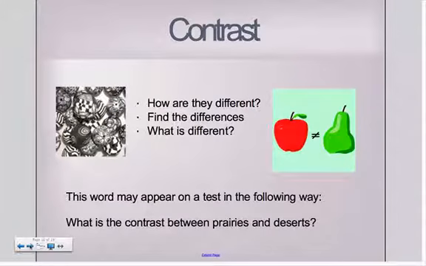Okay, contrast. Unlike compare, where I'm looking at where they're alike, with contrast I'm looking at where they're different, but I'm still looking at two or multiple pieces of information. Again on the test, it may say, what is the contrast between prairies and deserts? So what is different about them as opposed to alike? Pause the video again and write down these key pieces of information.